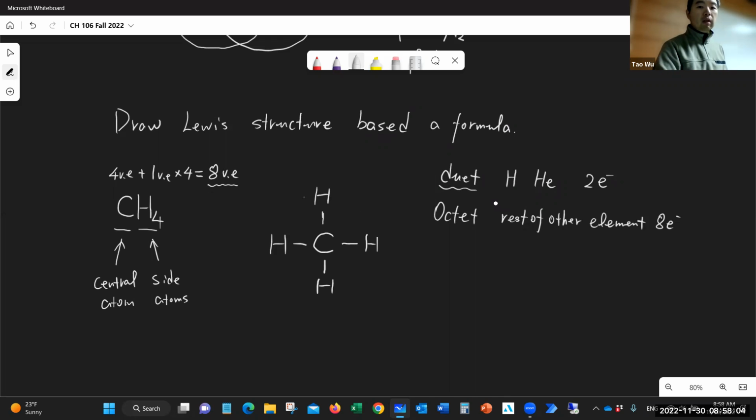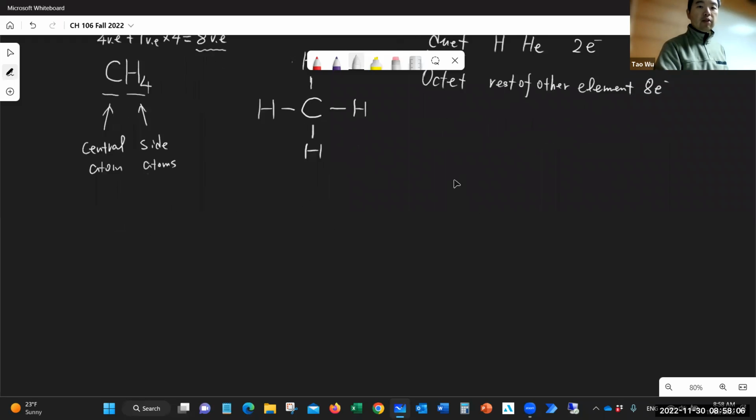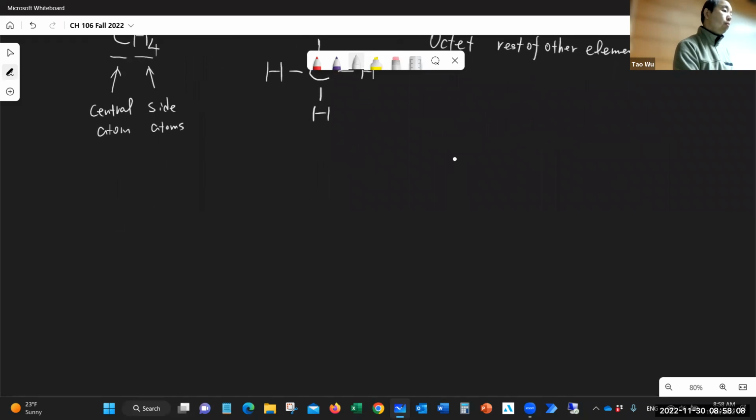Okay, let's talk about another example, CCl4. This is called carbon tetrachloride. You probably don't know the name for this compound, but you should know its nickname: Freon. Have you heard of Freon? So that is Freon.